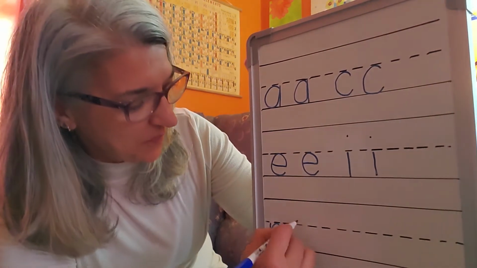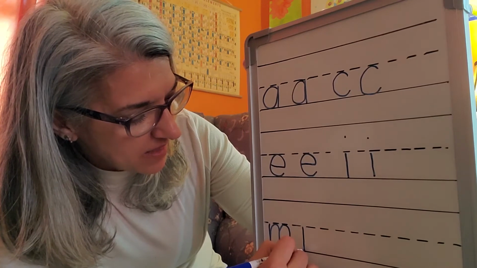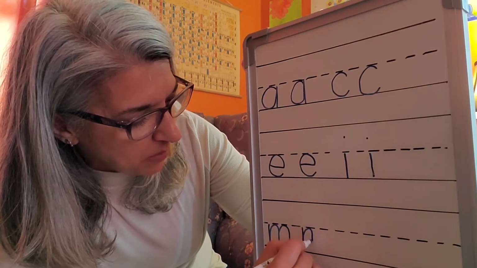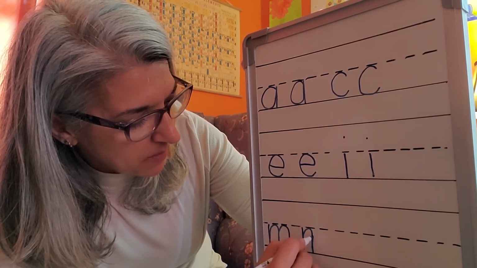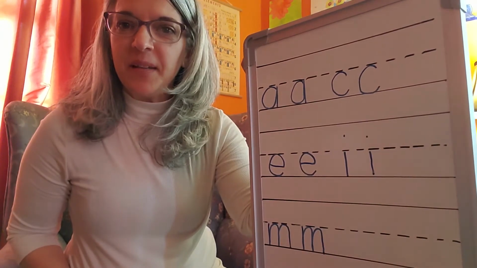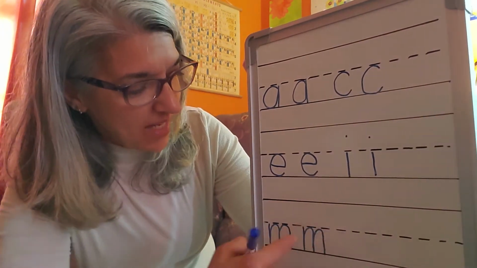Again, starting at the midline, pull down straight, to the baseline. Push up to the midline. Curve forward, pull down straight. Push up, curve forward, pull down straight. Okay. Next is N. So N is half of M.